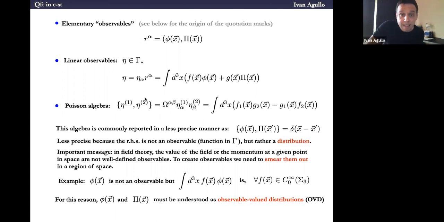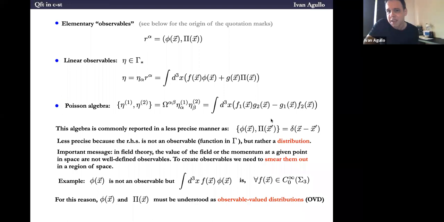This algebra of linear observables is commonly reported in a less precise manner as these canonical Poisson brackets. This is equivalent to this for all linear observables. I say less precise because if you look at the right-hand side of the canonical commutation relations, you don't have an observable. An observable, remember, is a smooth function on phase space. What you have is a distribution. So this is telling us to be careful, because phi and pi are not really observables in the mathematical sense. The Poisson bracket is not an observable.